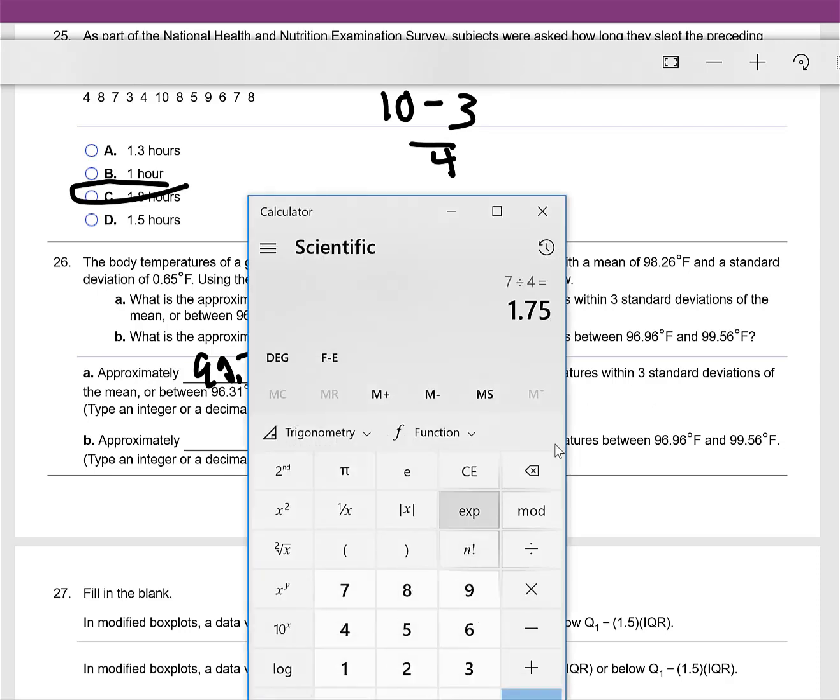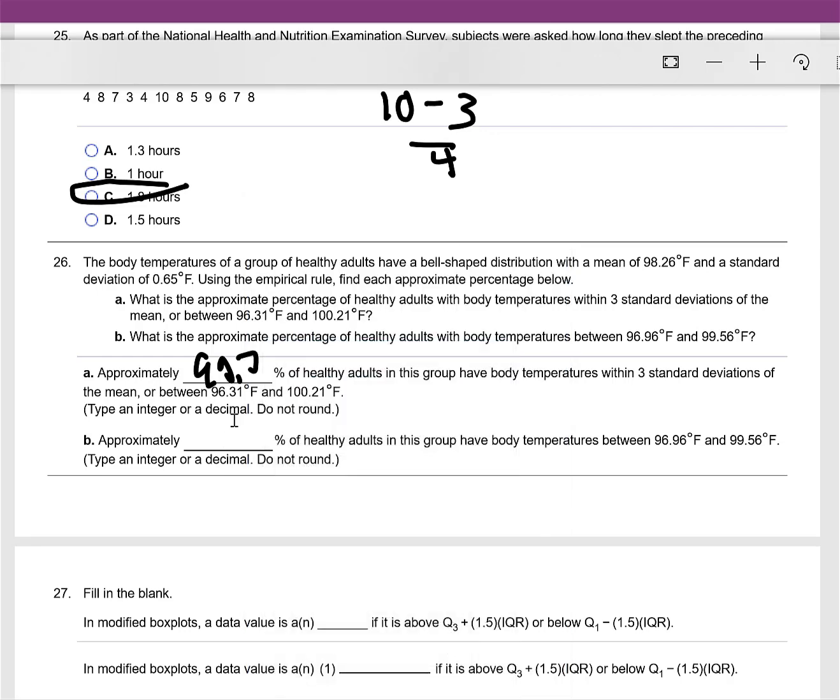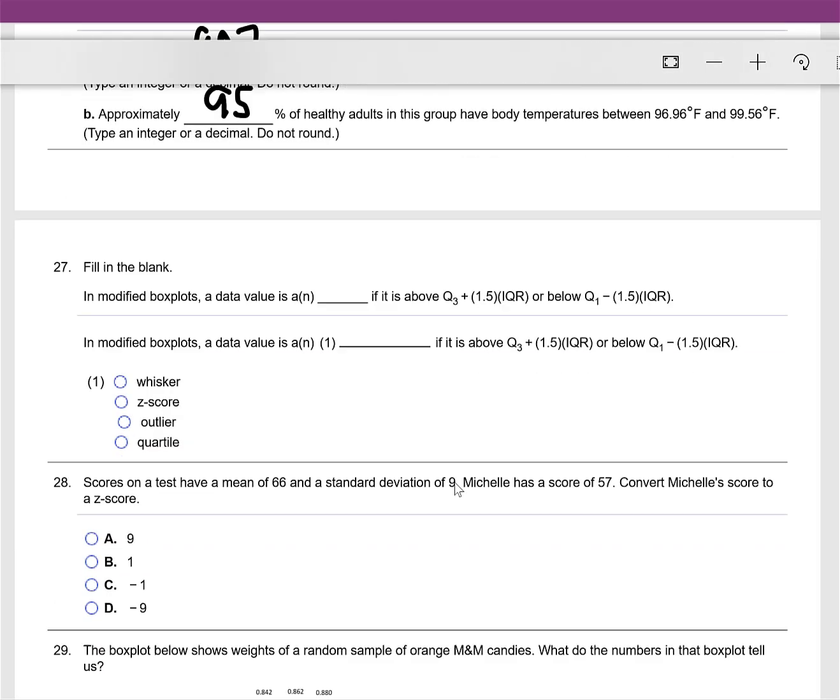So I'm going to take 99.56, the upper bound. I'm going to subtract the mean they gave me, which was 98.26. And then the value of the standard deviation, notice, is 0.65. So I'm going to divide by 0.65, and it tells me that's 2 standard deviations above the mean. And so I know that that's going to be 95% of the data. And I could just confirm on the other side by taking 96.96, subtracting 98.26, dividing by 0.65, and you'll find that's 2 standard deviations below.